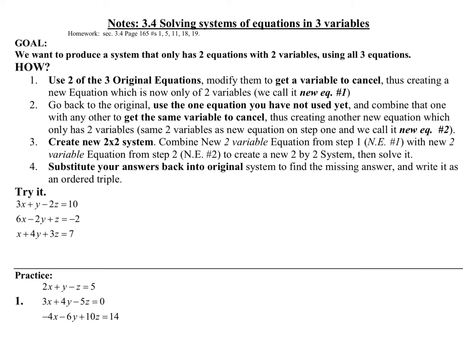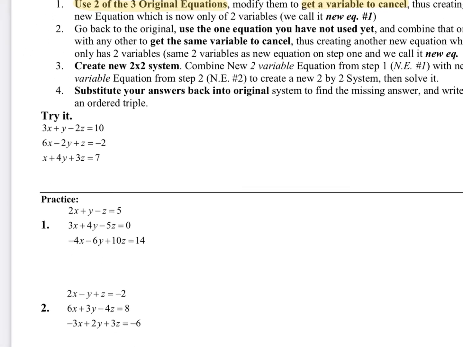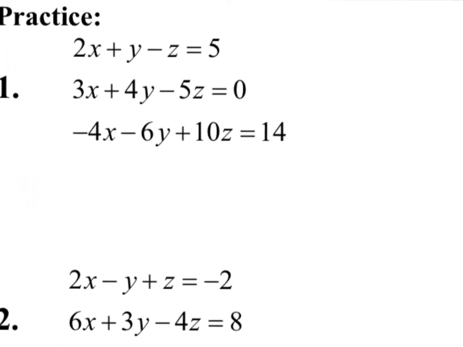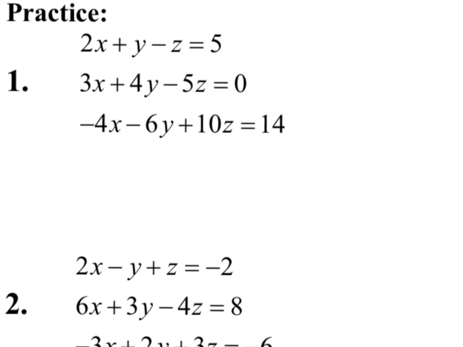So the very first thing to do is to use 2 of the 3 original equations and get a variable to cancel. All right, if you want to underline that, go for it. You want to highlight it, go for it. But let's go to this first one and let's pick 2 equations and let's get a variable to cancel. By looking at the x's and the y's and the z's, what do you feel more comfortable with canceling? The x's, the y's, or the z's? The x and the y.